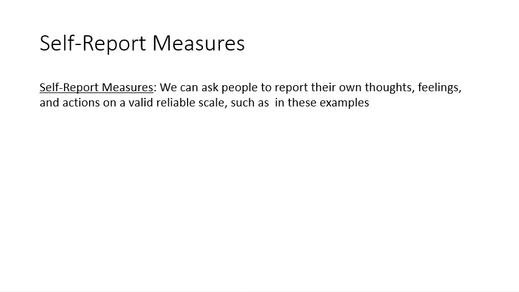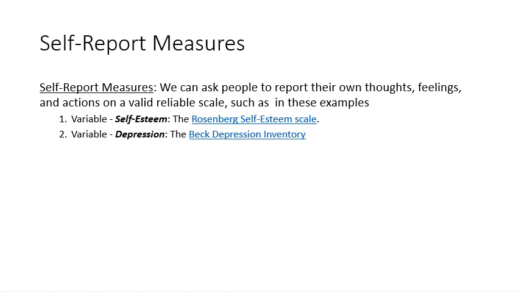So we ask people to report on what they perceive as their own thoughts, feelings, and actions. For example, the Rosenberg self-esteem scale asks people to respond to items indicating their own level of self-esteem. We're going to look at this one in a minute. Depression, we measure it through the Beck Depression Inventory, which is a valid, reliable measure that gauges the level of depression. Narcissism, which is a trait of self-involvement or self-focus, we have a personality inventory that measures it, that we'll look at in a moment.